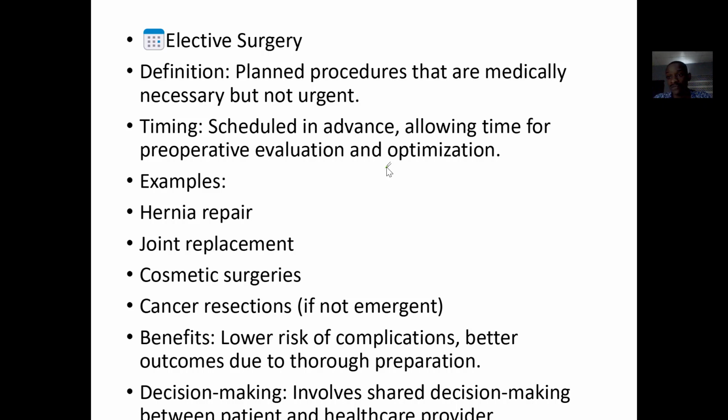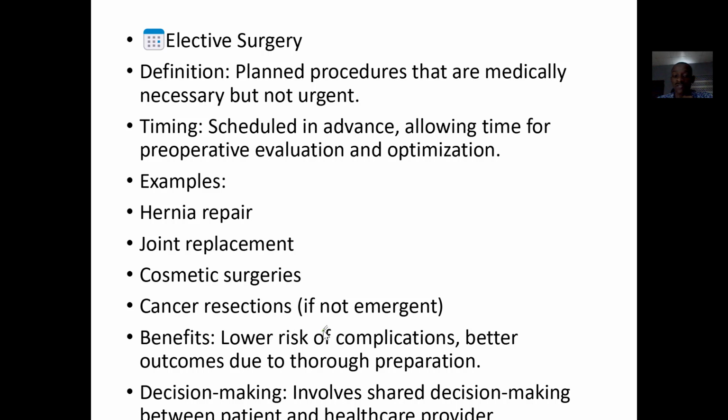For us in Africa, money is a problem. Not really, I'm not trying to say the others. So you also give the patient a chance to actually prepare financially and all of that. Examples are things like hernia, joint replacement, cosmetic surgeries, like me giving you Botox, and cancer resections.